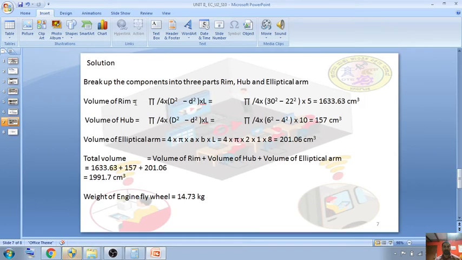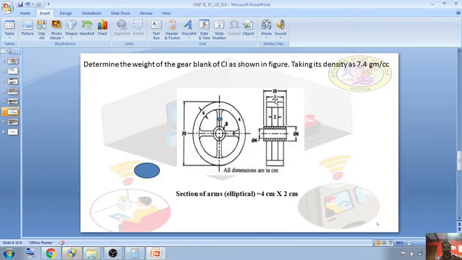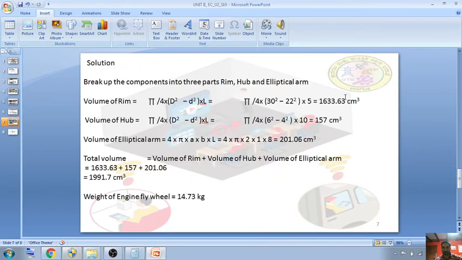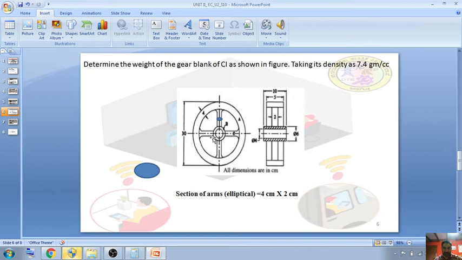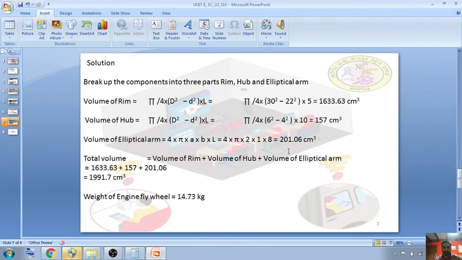The first one, the outer dia: pi by 4 into D square minus d square into L. The outer dia is 30, inner dia is 22, length is 5, pi is given. So if you substitute everything, you will get the answer here. And the volume of the small hub, that is, 6 square minus 4 square into 10, into pi by 4. So that will give this much answer.